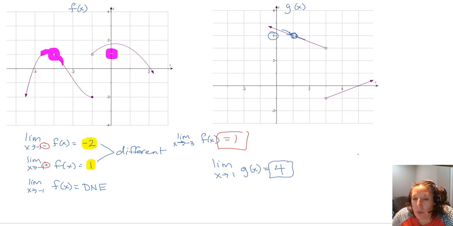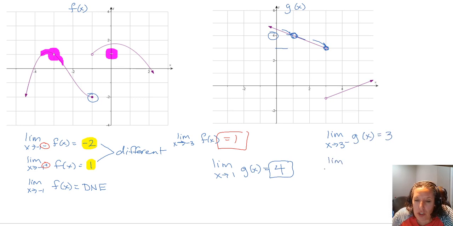Now, here's another one that's split. This one is different from our first example only in that it doesn't have a closed circle on either end, but like I said a while ago, it does not matter what's happening actually at that point. For the limit as x approaches, in this case 3, from the negative side, we're getting closer and closer to this y value here of 3.